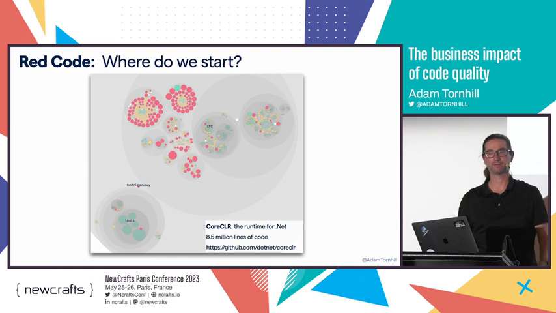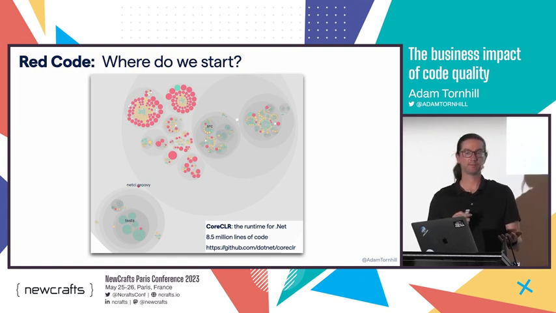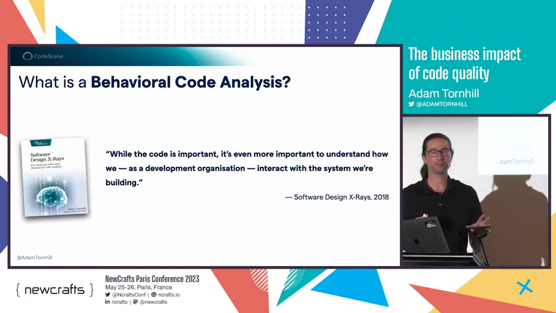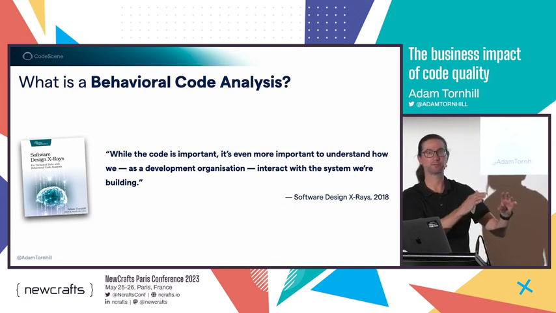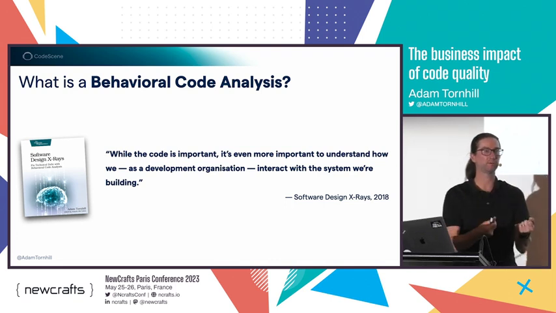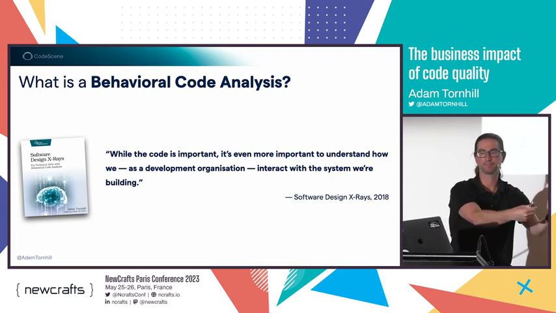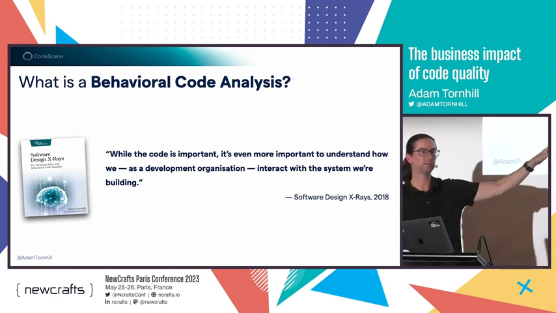It's always a trade-off. So how can we find that trade-off? Well, one concept I've been working on is something I call behavioral code analysis. The whole idea here is that the code itself, whether it's healthy or not, is really important. That's the foundation. But it might be even more important to understand how we, as people, the people organization, interact with the code we're building.